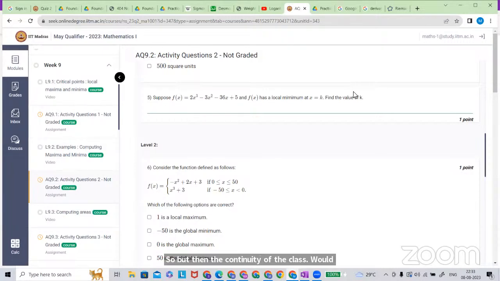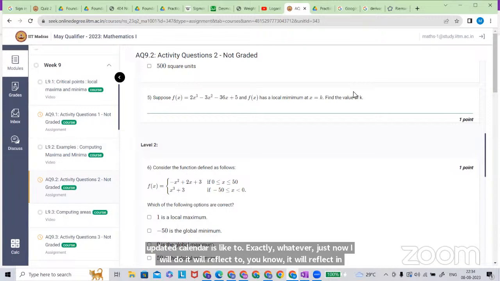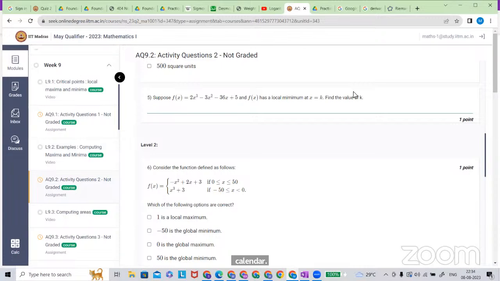Whatever the case, you just need to always check the calendar. If I'm not sending any announcement, it will be updated in the calendar. Whatever change I make will be reflected in the calendar. Whenever a change happens, you can check the calendar, and if it is earlier, the announcement will surely go. If there is more time, then just a small update.